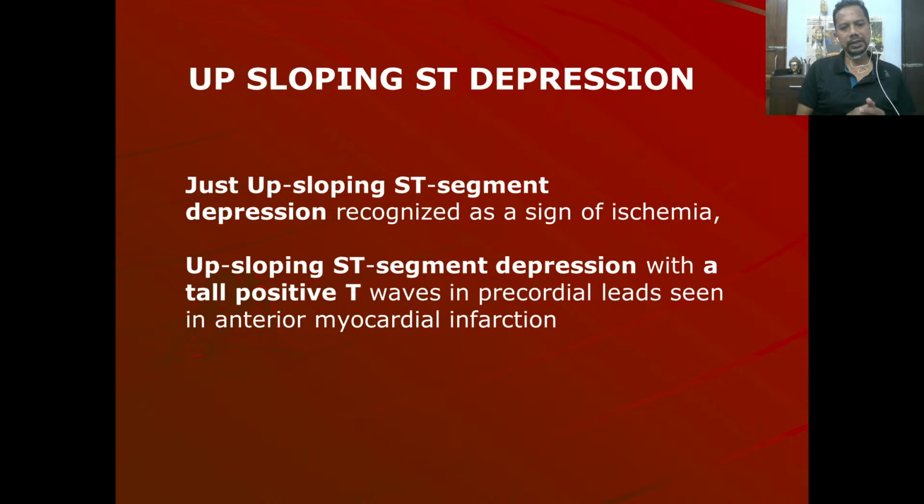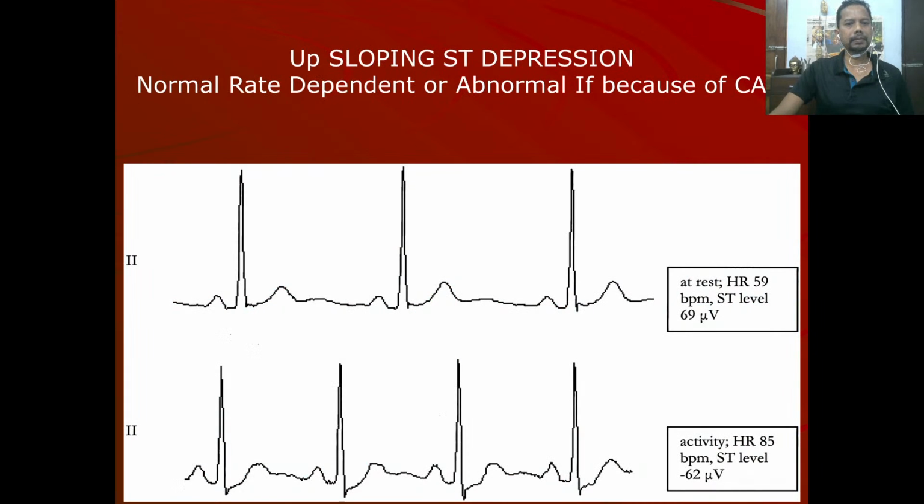And sometimes you will see upsloping ST segment depression with a tall positive T wave. That could mean the patient is having an anterior wall MI. So this is a take home message: in ST depression also there could be an MI. If there is a tall T wave with ST depression, anterior wall MI.